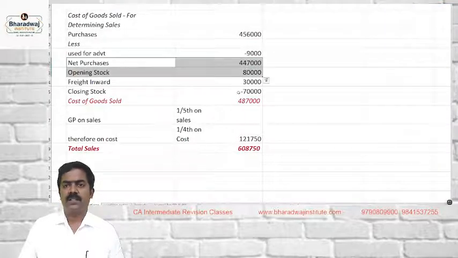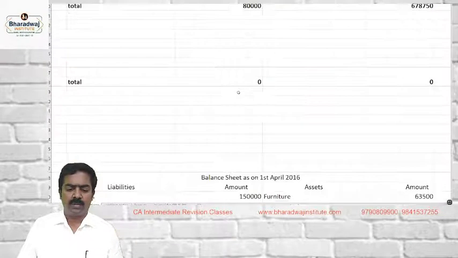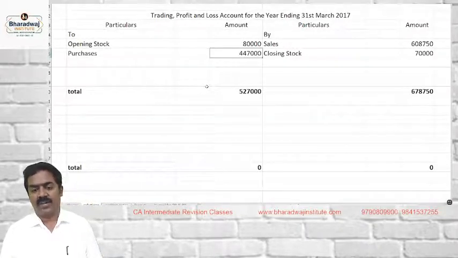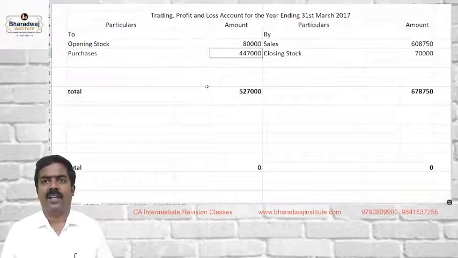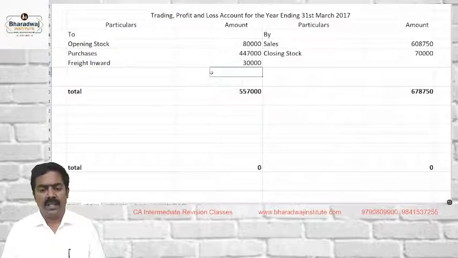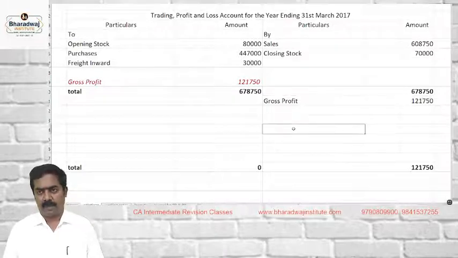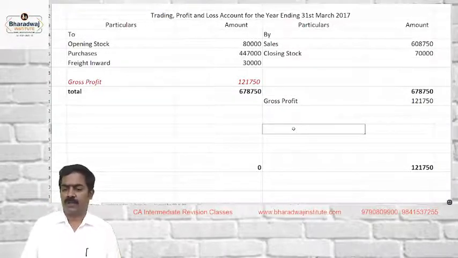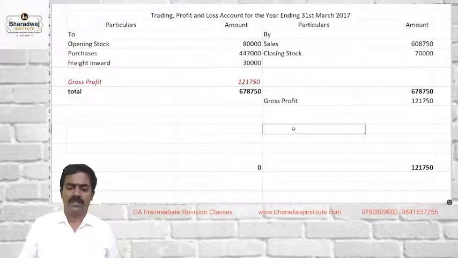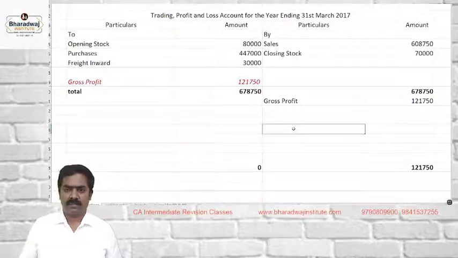Net purchases. What is the net purchases? 4,47,000. And please ensure that direct expenses are also recorded. So purchases 4,47,000. Any wages, direct expenses? Yes. Freight inwards. What is the freight inwards? 30,000. Any other expense or income? No. You will get gross profit. Then record other incomes and expenses. You will get net profit. Be careful in recording the incomes and expenses.